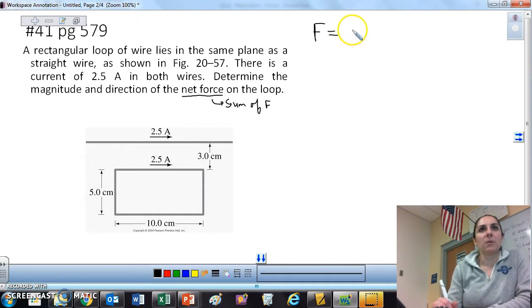So what we're going to use is the equation that I introduced in class toward the end, which is essentially K prime, I1, I2, the length of the wire, all over D.